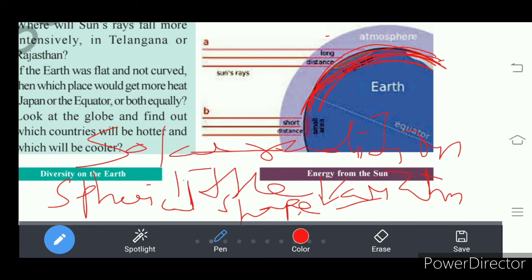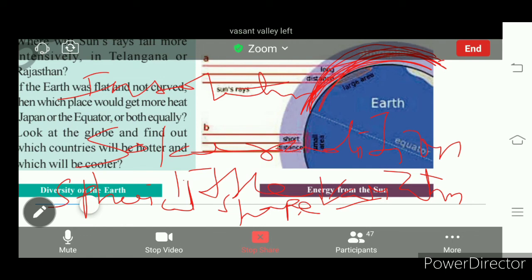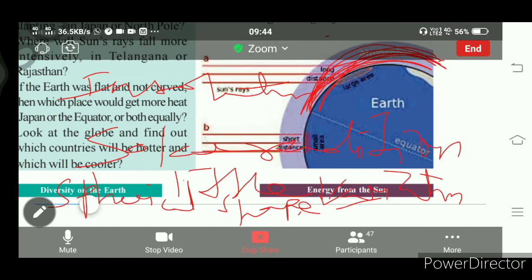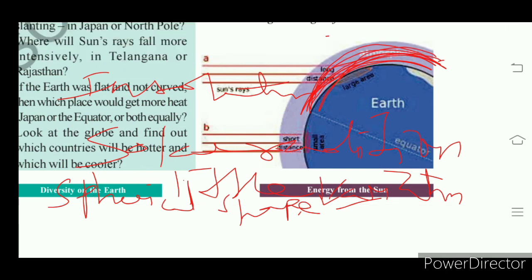So solar radiation is constant. What the earth receives is called insolation. What do we call it? Insolation. So there is variation in insolation. What is varying here? Insolation is varying. Understand? So here I'll start.